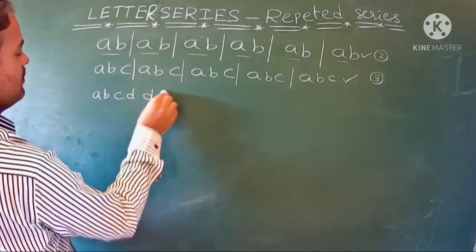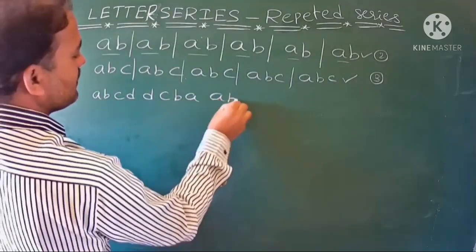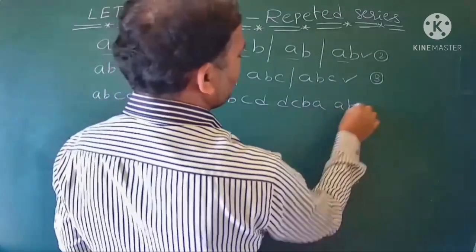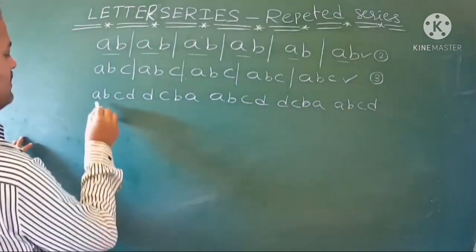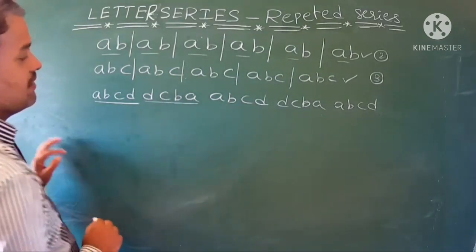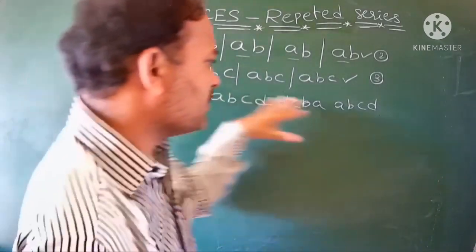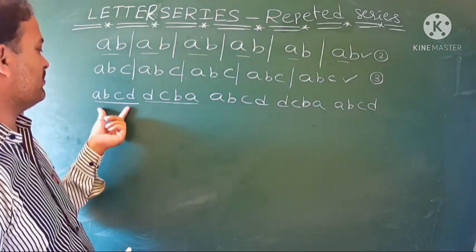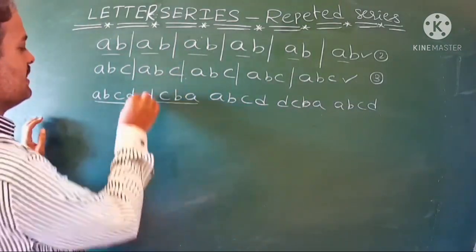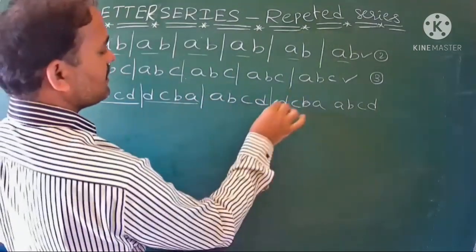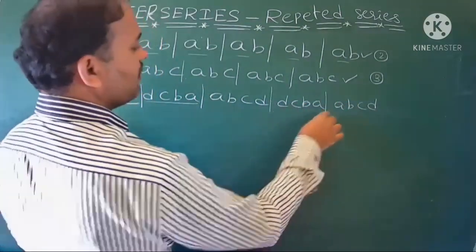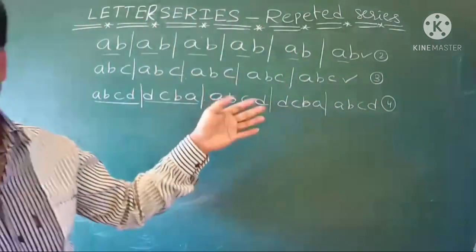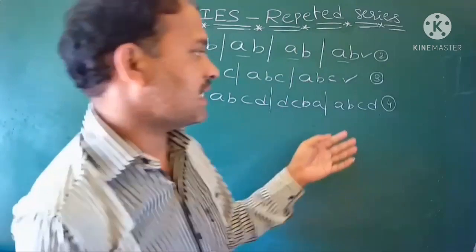Sometimes ABCD, DCBA, ABCD, DCBA, ABCD will be there. Suppose once you observe here ABCD, next BCDA. So when I am observing the complete series continuously, definitely you will identify where the repeated series will be. So here ABCD, BCDA, ABCD, DCBA, and again ABCD, means here four letters are repeated. So either two letters are repeated or three letters or four letters are repeated.